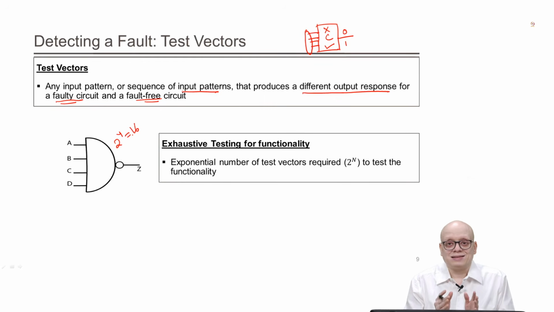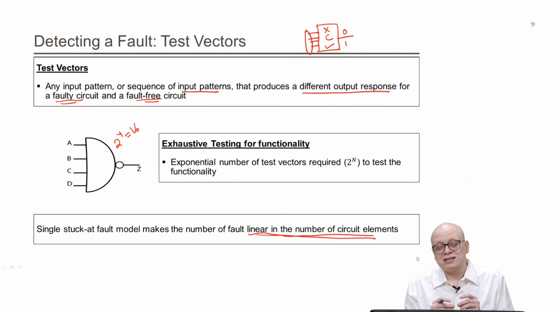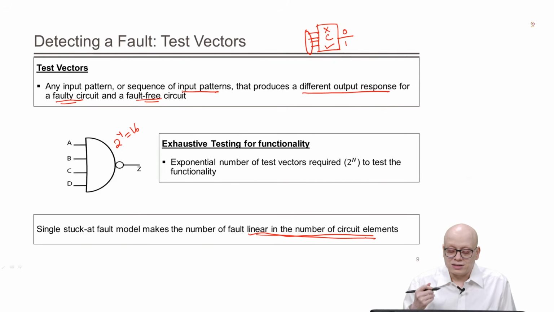So, the answer is yes, and for that we take help of the fault models. What the single stuck at fault model does is that it makes the number of faults that need to be detected in our circuit linear in the number of circuit elements, right. Since the number of faults that we need to detect in our circuit becomes linear, the number of test patterns that will be required to test our circuit also reduces drastically, right.